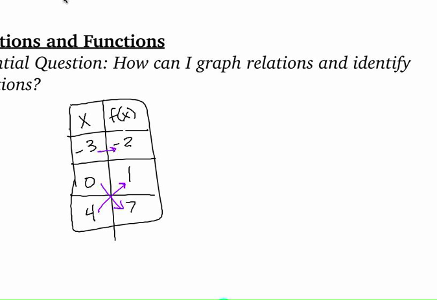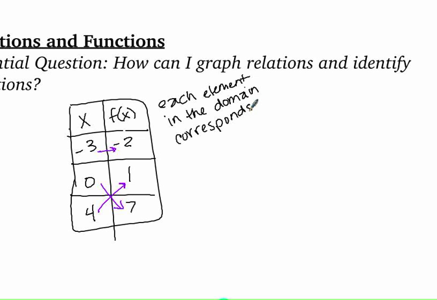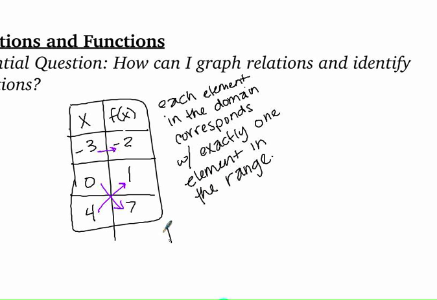And we kind of talked about this already in class. I want to make a note that each element in the domain corresponds with exactly one element in the range, and that makes this a function. So it's really important that we understand for every one input, we should only get one output. Regardless of what the output is, we should have one output for every one input that we put in to our function.